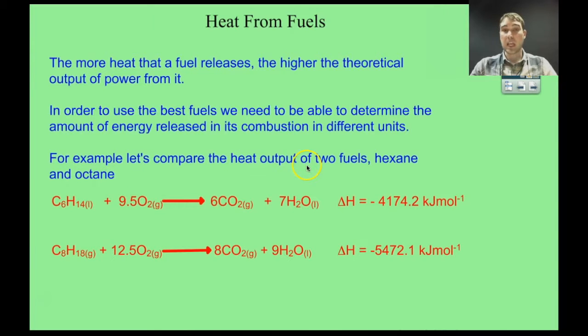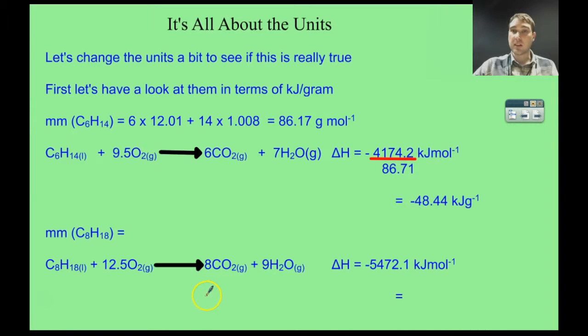So let's compare the heat output of two fuels. We're going to compare hexane and octane. So here's hexane, here's octane. On the basis of these numbers alone, you would suggest that octane is the better fuel per mole because you're releasing more heat energy when you combust 1 mole of octane than you are when you combust 1 mole of hexane. So we saw before that octane is better per mole, but does that hold per gram?